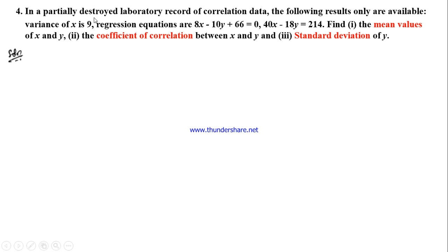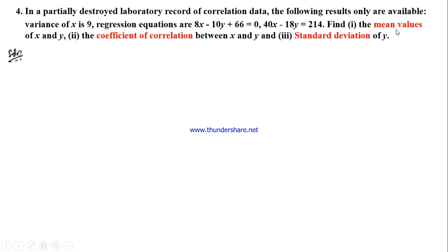In a partially destroyed laboratory record of a correlation data, the following results only are available. Variance of x is 9. Regression equations are 8x minus 10y plus 66 equal to 0 and 40x minus 18y equal to 214. Now we should find the mean values of x and y, the coefficient of correlation, and the standard deviation of y. Let me handle them one by one.